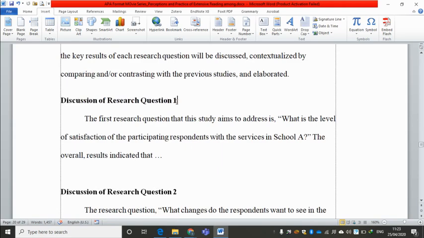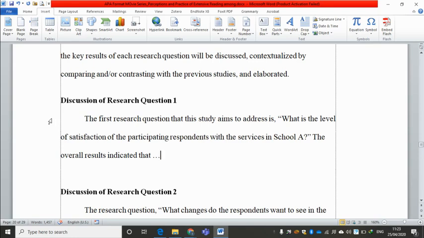Discussion of research question 1. The first research question that this study aims to address is: what is the level of satisfaction of the participating respondents with the services in School A? The overall results indicated that, and then you continue, and then you're going to discuss the overall results, the key results for research question 1.